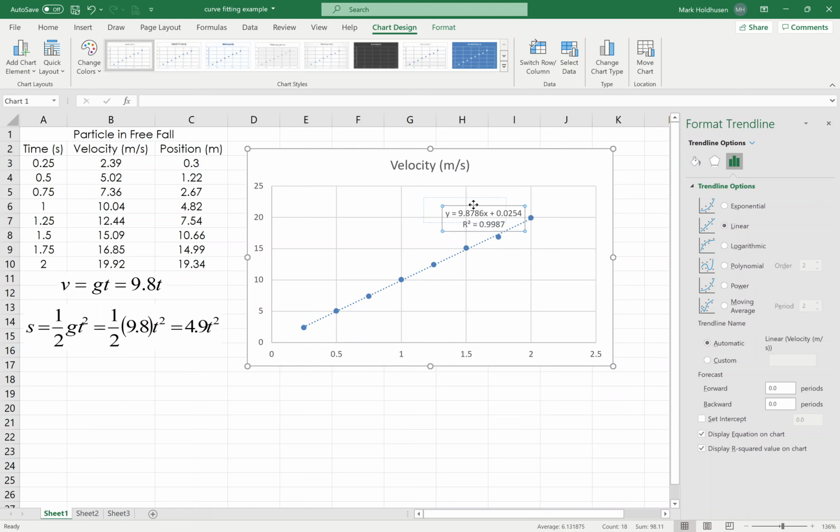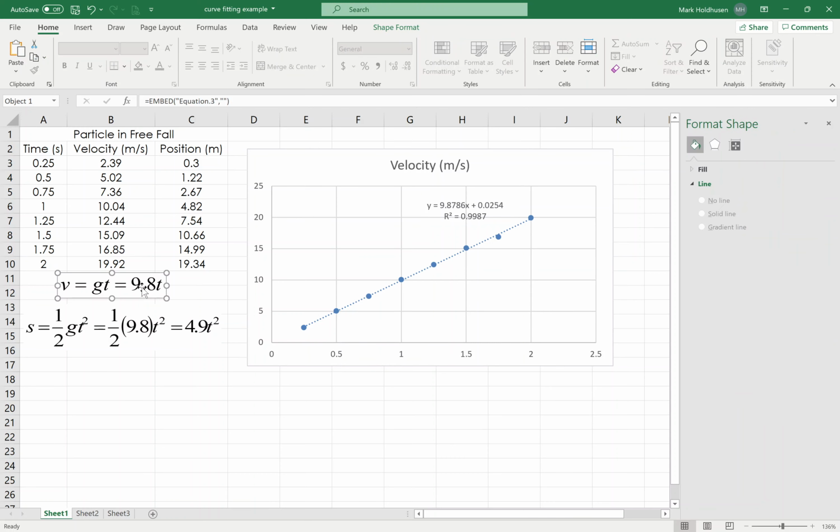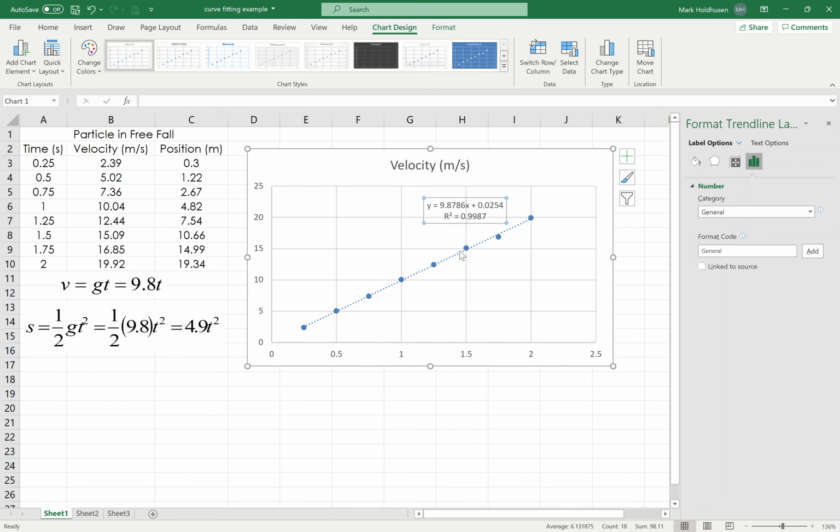And you can see that our equation is 9.8786x plus 0.0254. And remember what that represents: this velocity as a function of time data, where velocity is my y value and time is my x value. You can see this is a pretty close equation to what we should be getting, which is 9.8t, a little bit off on that.